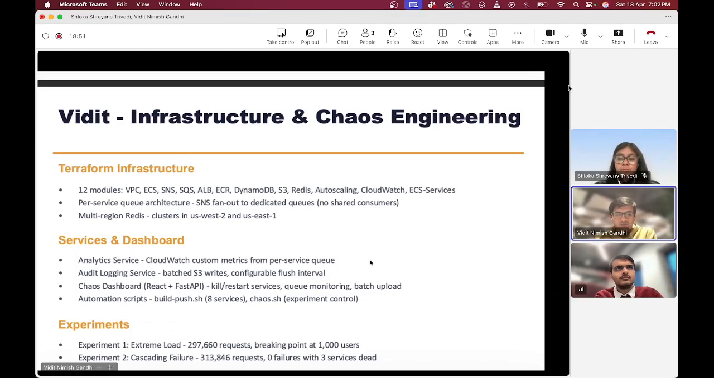I also set up Redis in 2 AWS regions for the CAP theorem experiment. For services, I built the analytics and the audit logging services. The analytics service pushes custom CloudWatch metrics to show us different metrics related to latency, throughput, queue status, DLQs, and different things. And the audit logging service batches the transactions in memory and writes them as an immutable JSON to S3 when one batch is completed.